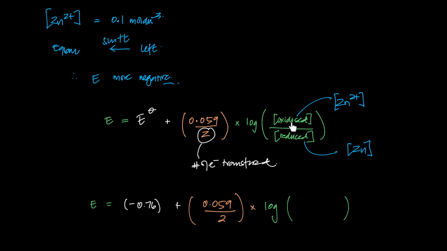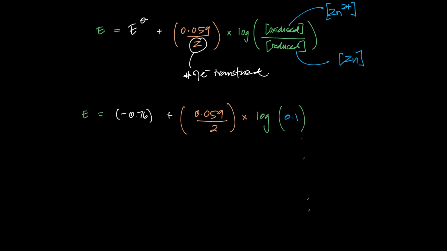The problem is the oxidized is now this only value, which is 0.1. Over, there is no reduced. Reduced is the metal. So for metals, we don't even write them. Just leave it as is. That's perfectly fine. So there's no need to write over. And this is all you have. So literally, this is what you have. So I'll just bring that right here, and I just solve for it.